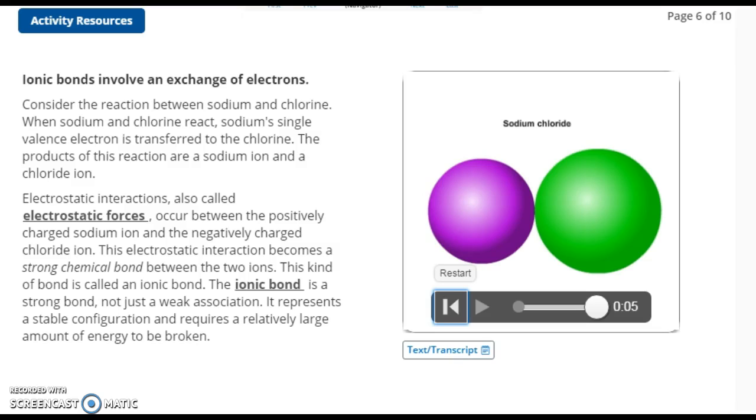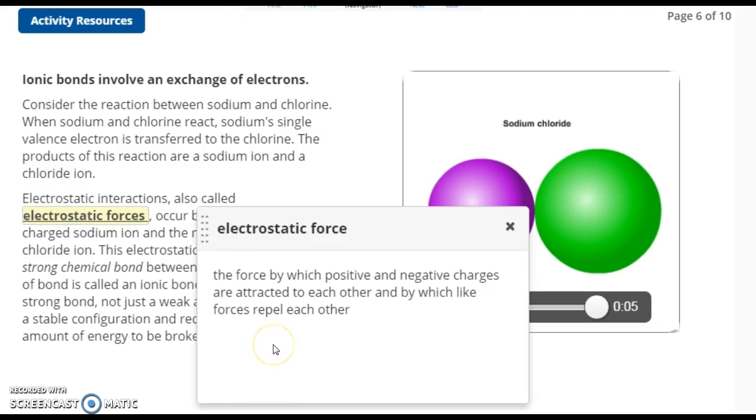Electrostatic interactions, also called electrostatic forces, occur between the positively charged sodium ion and the negatively charged chloride ion. Electrostatic force is the force by which positive and negative charges are attracted to each other and by which like charges repel each other. In other words, anytime you think of electrostatic, you should think positive and negative attract. 2 positives will do what? Repel. 2 negatives will do what? They will also repel.